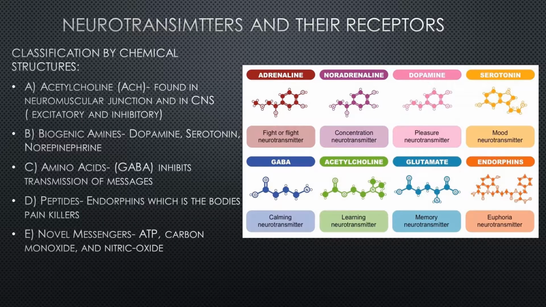Neurotransmitters and their receptors are classified by their chemical structures. Acetylcholine is an autonomic neurotransmitter found in the neuromuscular junction and in the central nervous system. It is excitatory and inhibitory. Biogenic amines include dopamine, serotonin, and norepinephrine. Amino acids, such as GABA, inhibit transmission of messages. Peptides include endorphins, which are the body's natural painkillers. Novel messengers include ATP, carbon monoxide, and nitric oxide.